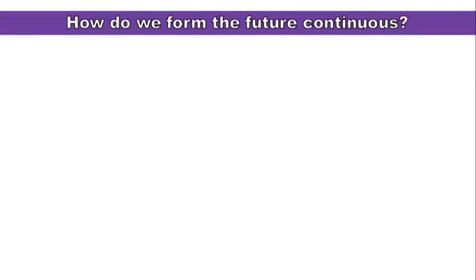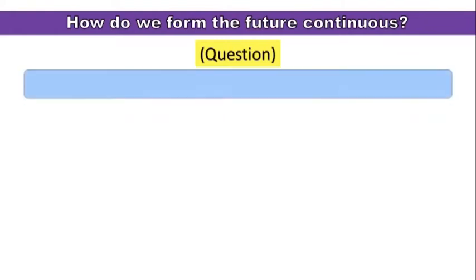How do we form the future continuous? In order to form a question in the future continuous, you need will plus subject plus be plus verb ing, and don't forget the question mark in the end.